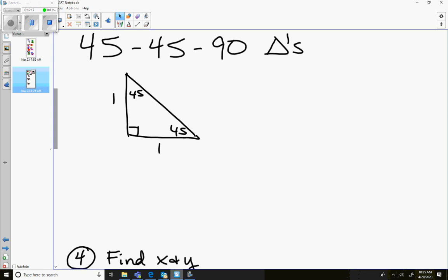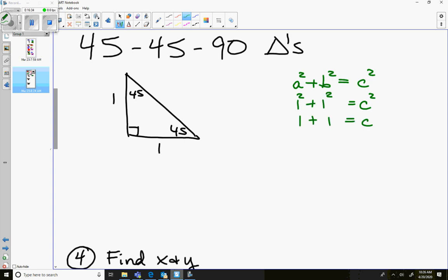All right. Now, how do we find the hypotenuse? Once again, Pythagorean theorem. A squared plus b squared equals c squared. This time, the hypotenuse is what we're looking for. Both legs are 1. Take the square root of both sides. And we find that our hypotenuse here is the square root of 2.